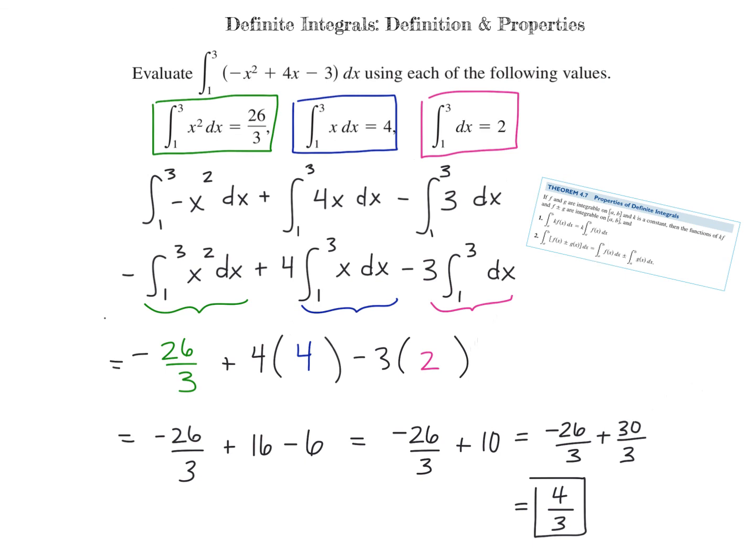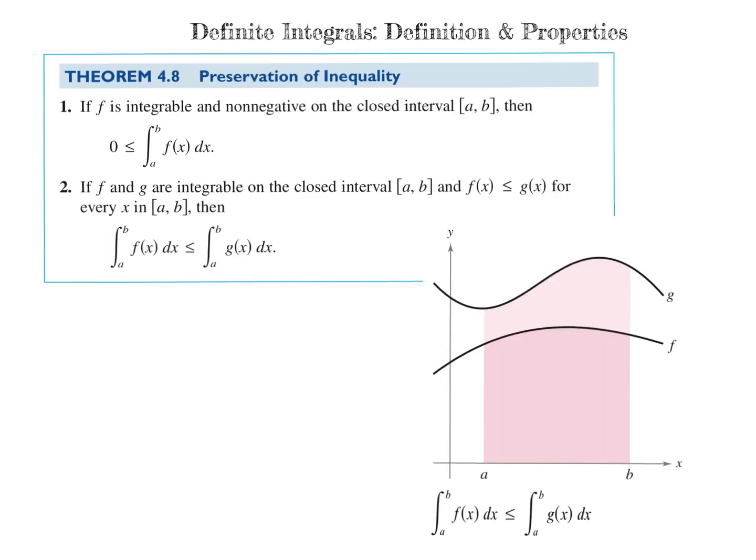Our last property is called the preservation of inequality property. And this is telling us that so long as f is able to be integrated, so if f is continuous and also non-negative on this closed interval from a to b, then our area underneath the curve, the definite integral, has to be greater than or equal to 0. That just means that we have to have some area underneath the curve. The area has to be a positive value or 0 if f was just the function 0.